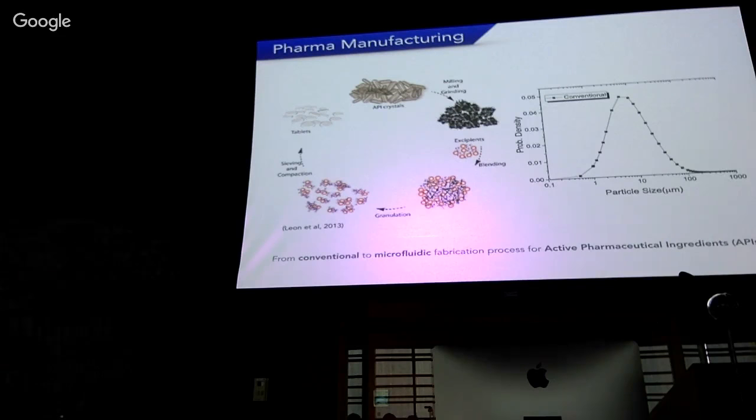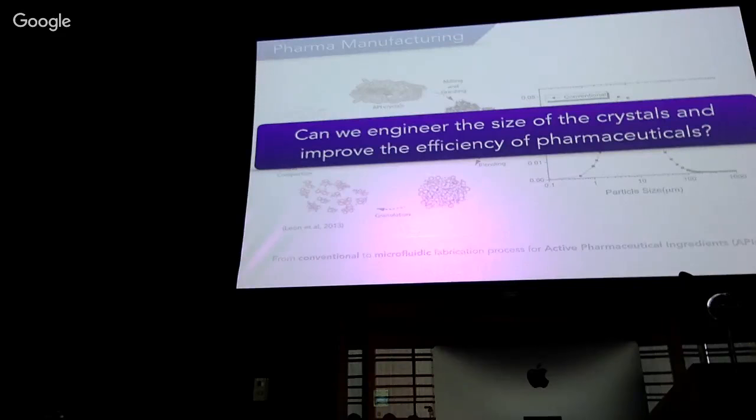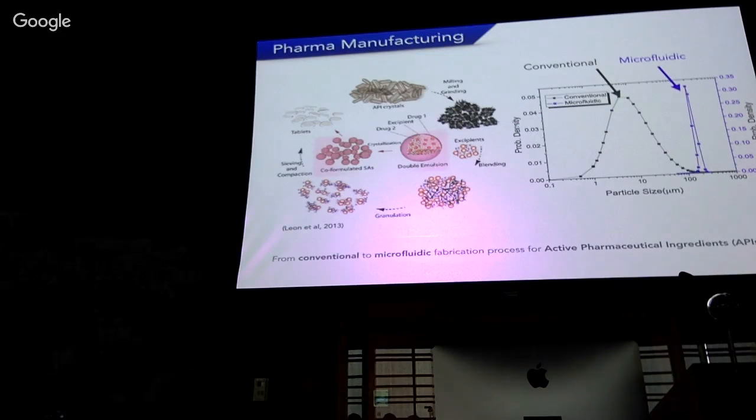So let's look back at pharmaceutical manufacturing. You have this process that produces this distribution in the pharmaceuticals. So the question is, can we engineer the size of the crystals so that we can improve the pharmaceuticals and their efficiency? And the answer is yes. We can use droplet microfluidics to make distributions with a controlled size. So we can have particles of 100 microns or 10 microns. And then we can also control the size, and we can control the formulation.